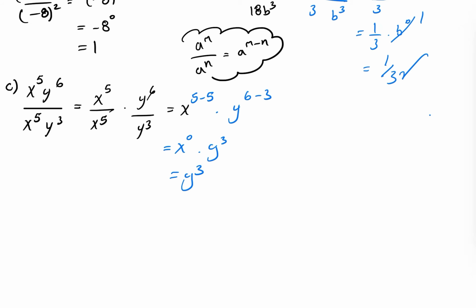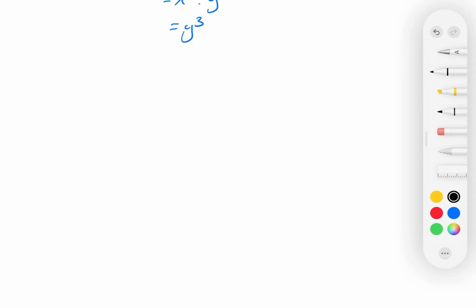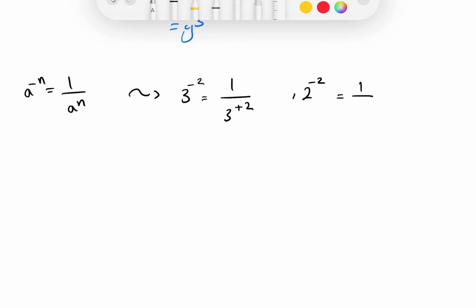All right. Now, the one last rule that is also quite important for the PreAlgebra book is if you have a number raised to a negative power, you can write it as the reciprocal but with a positive power. For example, if 3 is raised to negative 2, you can write it as 1 over 3 to the power of positive 2. Or if 2 is raised to negative 2, you can write it as 1 over 2 but with a positive power. And this simplifies into 1 over 4, by the way.